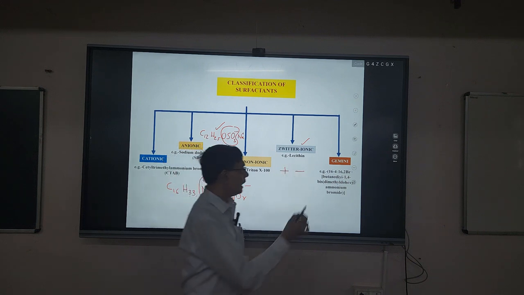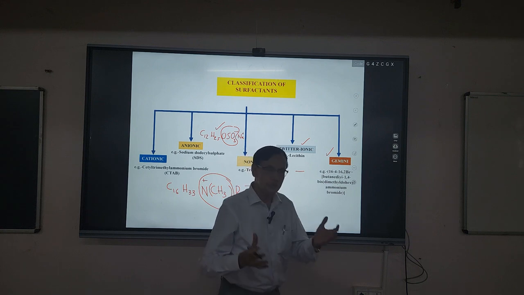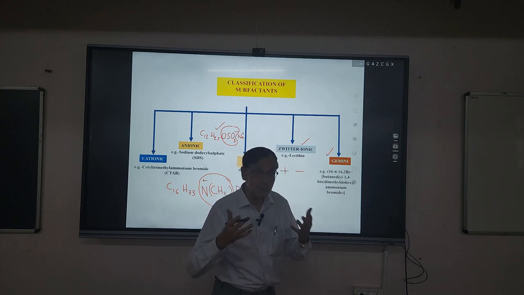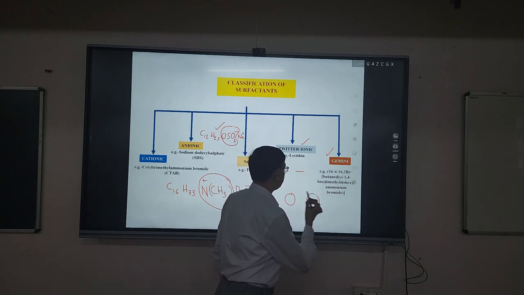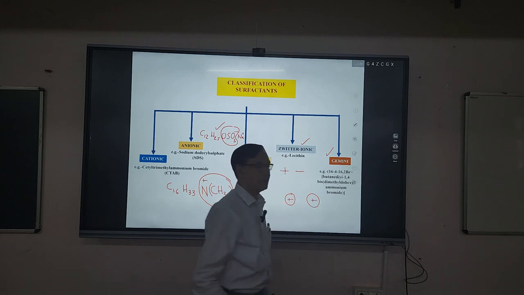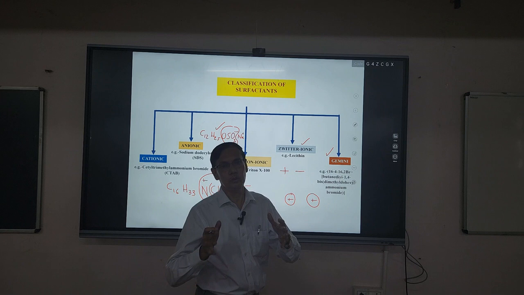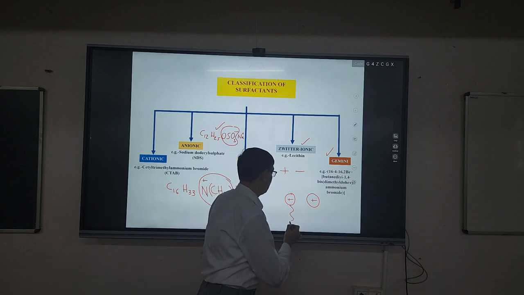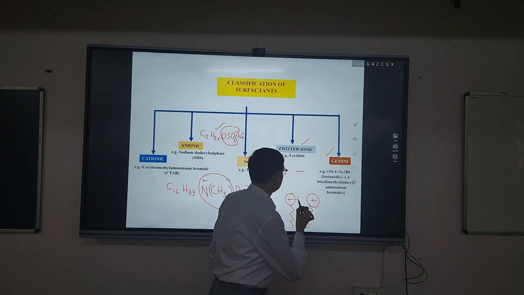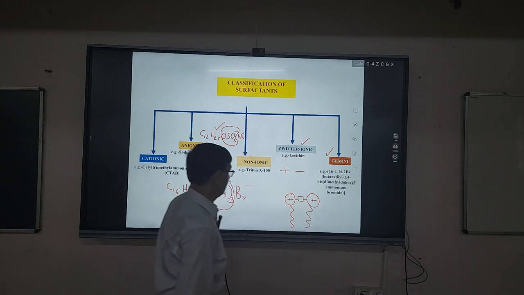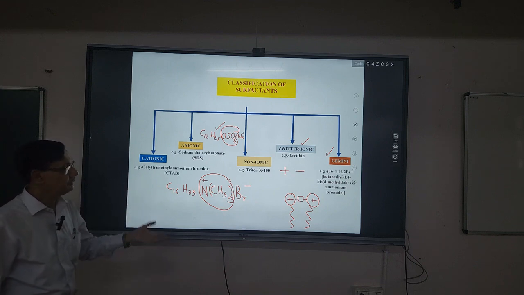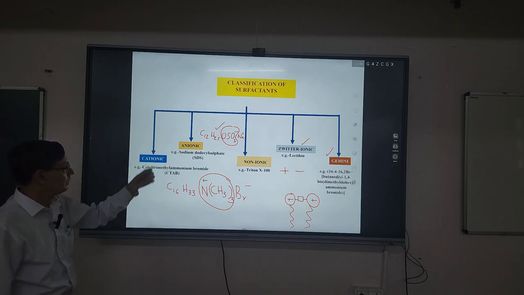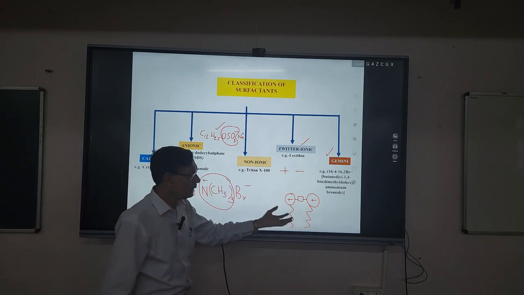And last, sometimes it is called the Gemini surfactant, or the Gemini type of surfactant. That means there may be two head groups. There is also a possibility of heteroatomic Gemini surfactant. There are two tails, and there is a special group. So basically, this is the simplest classification of surfactants: cationic, anionic, non-ionic, zwitterionic, and Gemini surfactant.